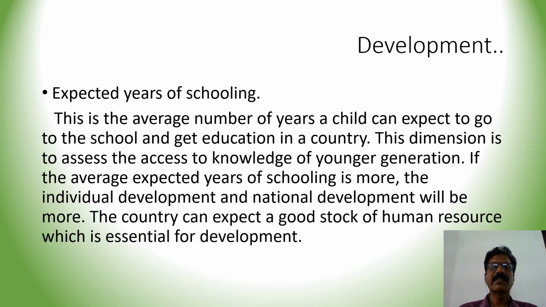Now we come to the expected years of schooling. Expected years of schooling is the average number of years a child can expect to go to the school and get education in a country. This dimension is to assess the access to knowledge of younger generation. If the average expected years of schooling is more, the individual development and national development will be more. The country can expect a good stock of human resource, which is essential for development.